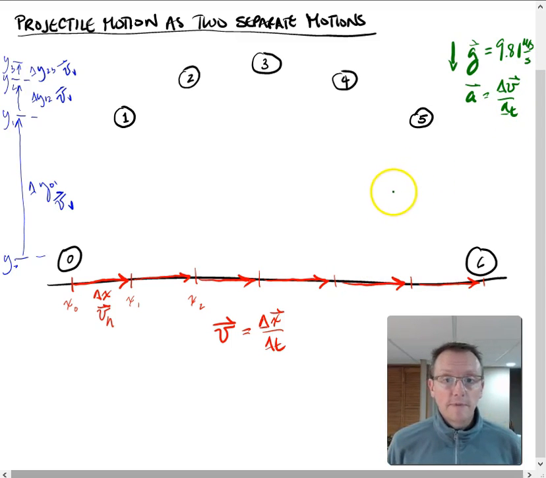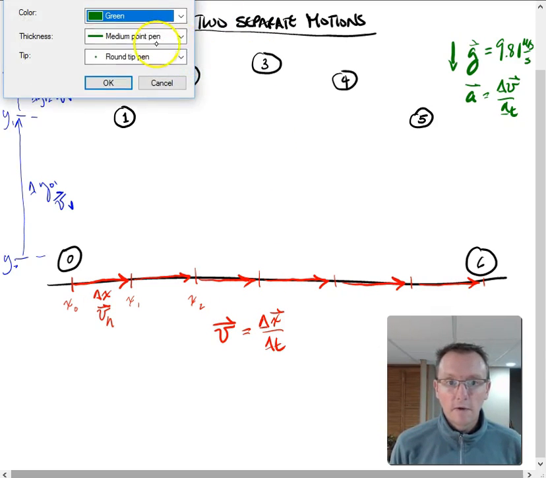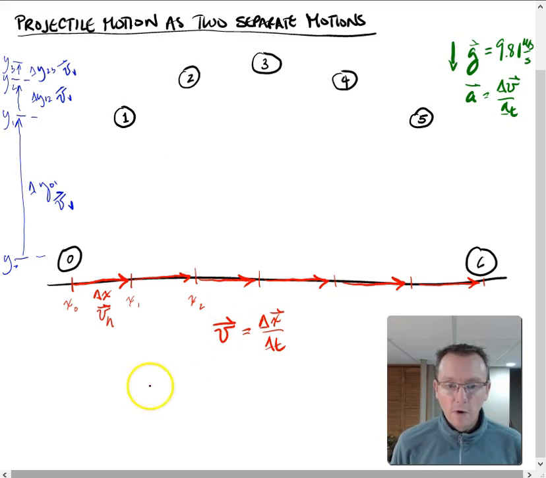Hopefully that makes sense. So if you think about it in that way, you could use this formula here. Change my color again here. Let's go purple, I think. Why not? There we go. So the horizontal velocity is a constant. Equals a constant.